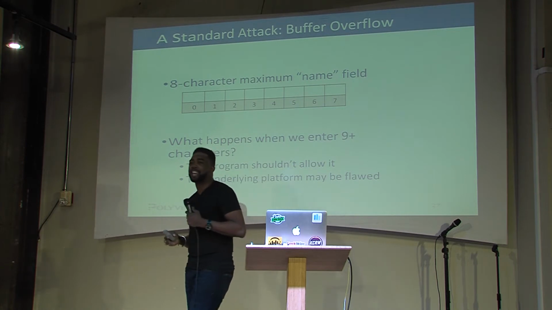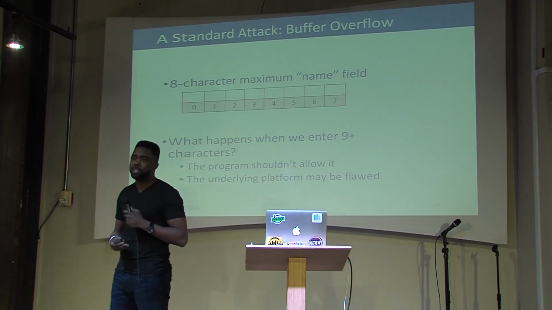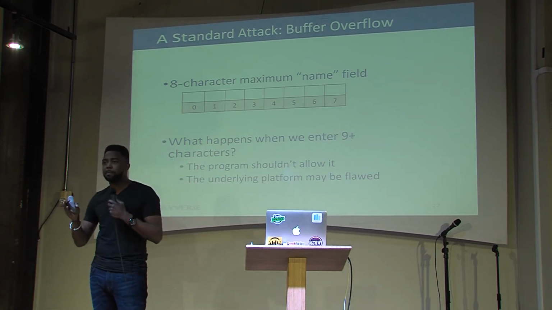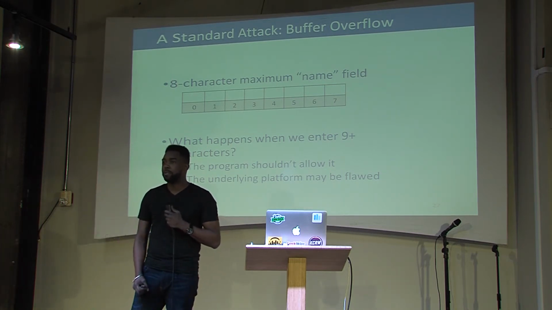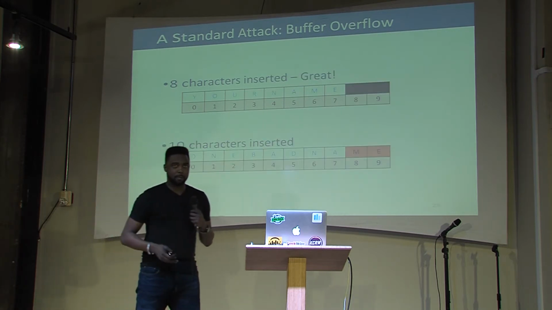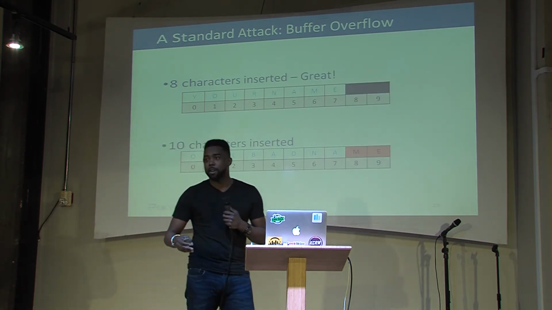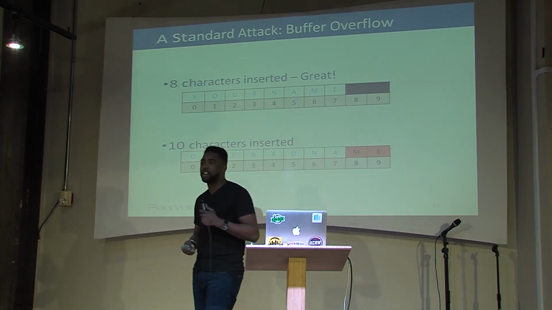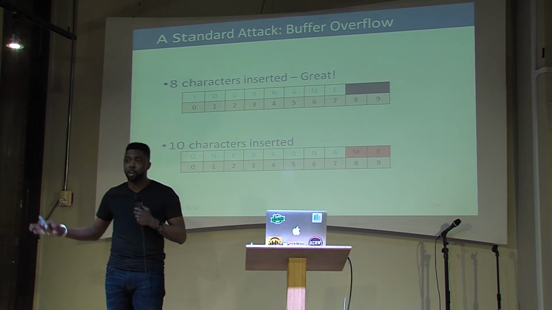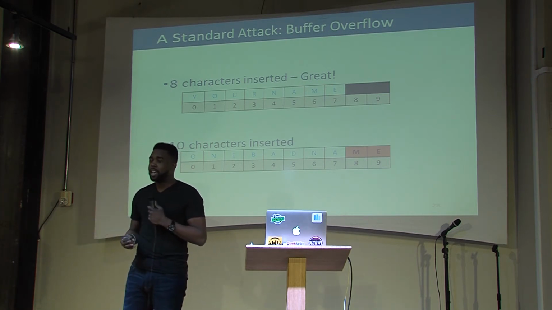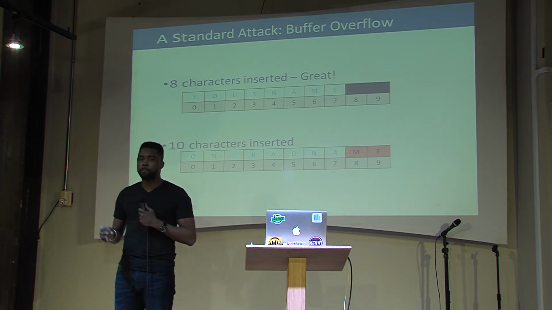Say you have an 8-character maximum field in your program. You're going to take a maximum of 8 characters in this field. So what happens if you put in more than 8 characters? Well, there's a possibility the underlying system may be flawed. So let's keep unpacking here. 8 characters goes in, great. But if you look at the red right there, we put in 10 characters. And because the underlying system was flawed, it did not have a way to check and make sure we didn't overflow what they call the buffer. And so now we have 2 bytes of space where we can put an instruction.